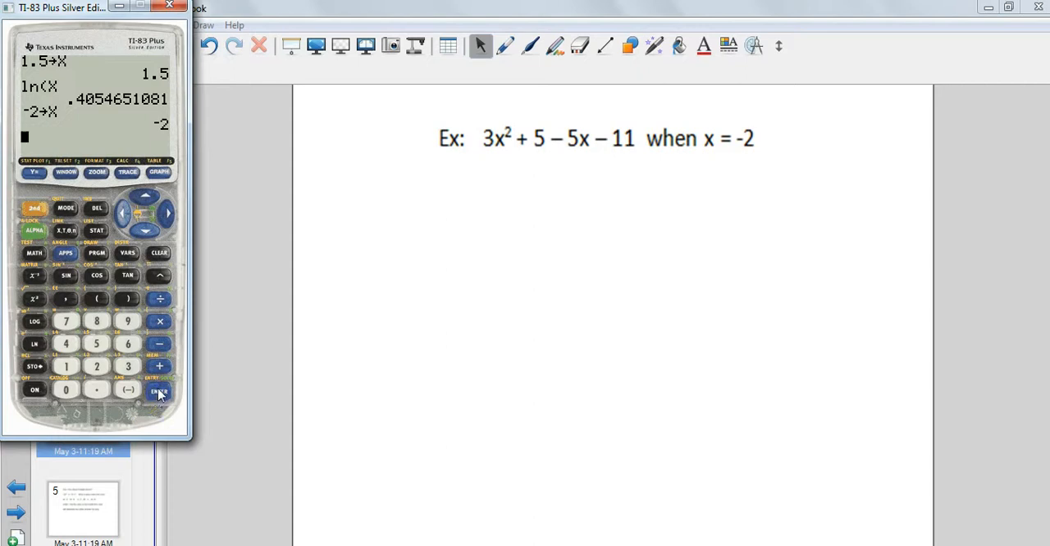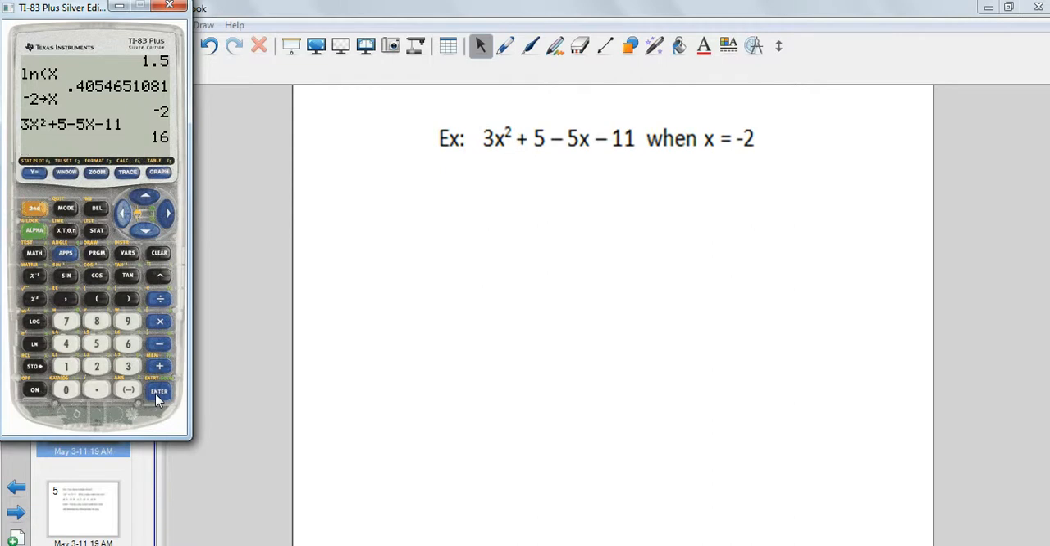Enter. And now I'm just going to type 3x squared plus 5 minus 5x. Sorry, I'm typing so slow. My computer's touchpad is not working so hot. And I get the answer of 16.